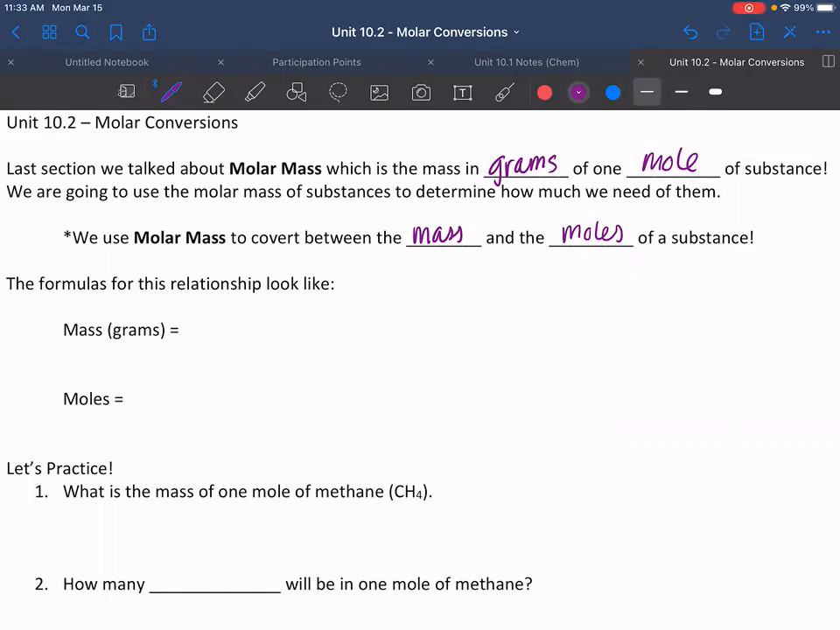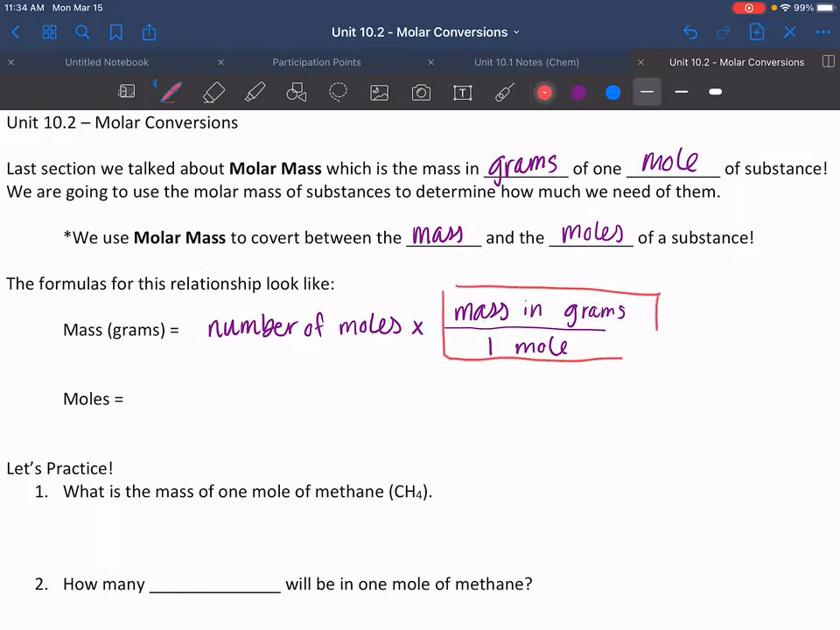Let's say you're searching for the mass in grams, but you're starting with number of moles. We're going to be able to set up conversion factors where we're going to want to cancel out the number of moles and get to grams. So how we use that is molar mass. So we are going to put our mass in grams per 1 mole. So this whole species here, this is what we know as molar mass.